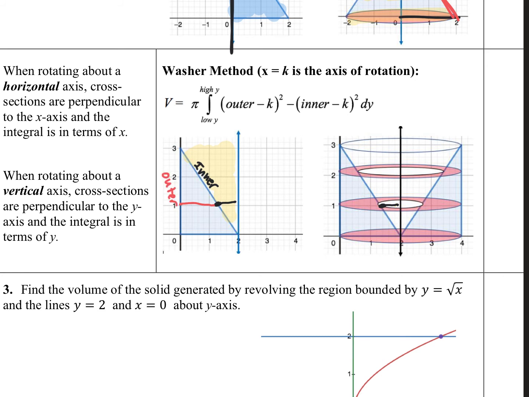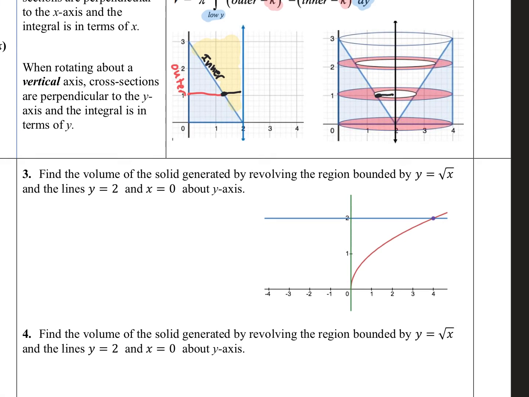This will work exactly like our washer method that we did previously. The only difference is we're doing this integration with respect to y, so our limits are going to go from low y to high y. We're still going to have to make that adjustment for an axis of rotation that is away from x equals 0 or the y-axis. And then we just take our outer radius squared minus our inner radius squared, which is that same washer method that we used before. Let's take a look at a few examples so you can see how this works.